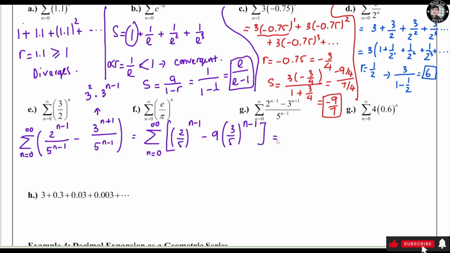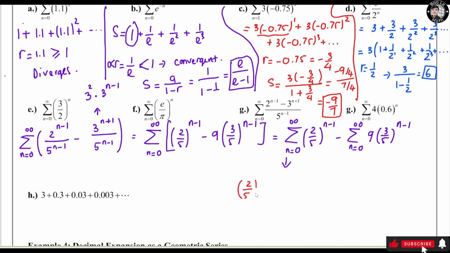Now I'm going to separate these two guys. I need to calculate each of these, so I'm going to start with this guy first. Now I'm going to separate this guy as 2 over 5 to the n times 2 over 5 to the -1. So I put 2 over 5 to the -1 in the front, and I'm going to end up with this guy right here. Now look at this series right here.